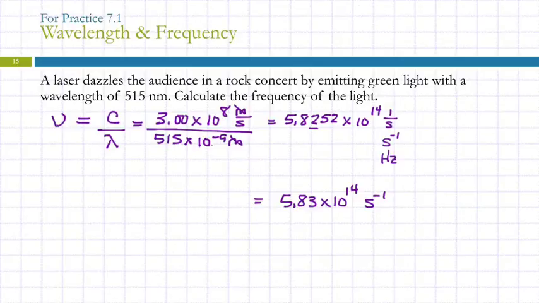Any question? That's a big number, isn't it? But this is light, which is traveling extremely fast, and the wavelength is really, really small. So in 1 second, 5.83 times 10 to the 14th of those waves are going to pass a point.